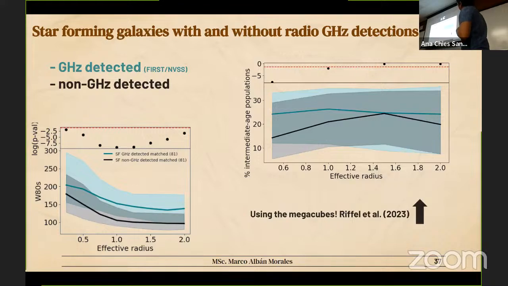And there is also, and this is what I also discovered recently when I was in Santa Maria the last week, through some discussion with Roger Marr, we discovered also that the intermediate age populations of stars have a larger percentage of stars in the central regions.